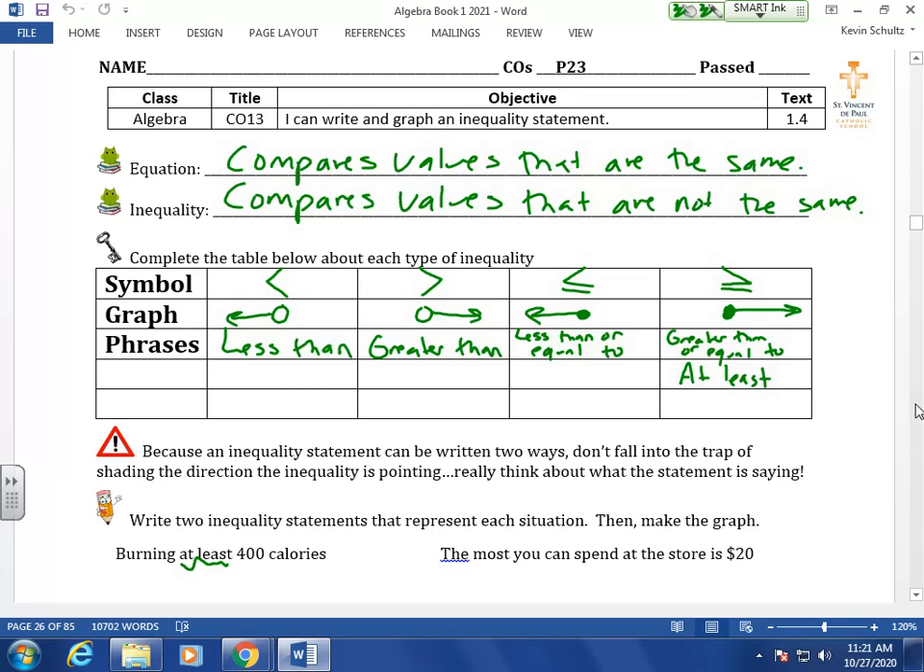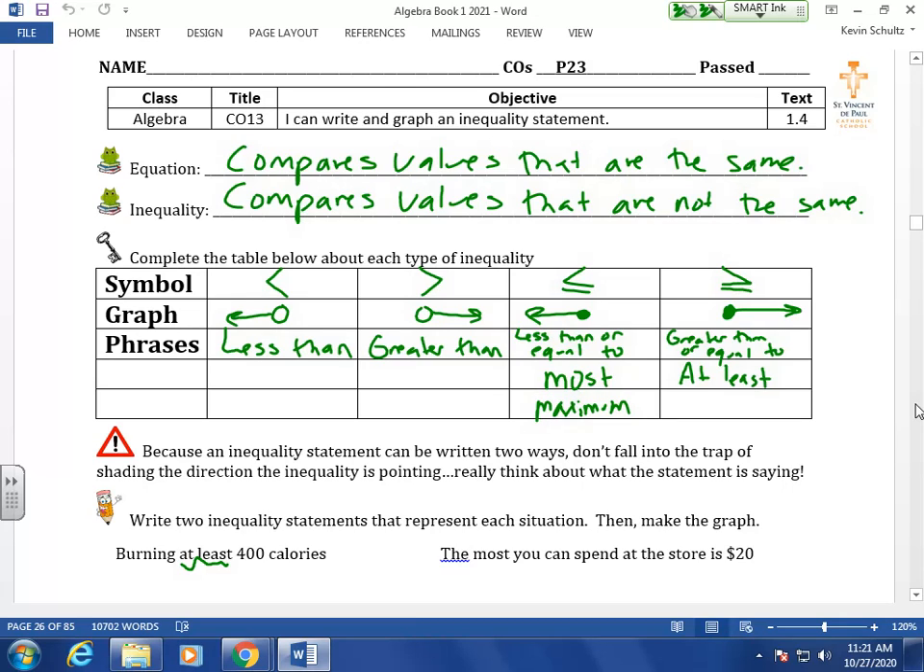What other phrases do you see on this page that would apply with each of the four symbols here? We're doing the same thing that we did with equations before in the four operations. What phrases would you translate to symbols? Gabby. Most is what? So for the second one, the most you can spend at the store is $20. You said less than or equal to? Okay, that would be correct. The most you can spend is 20. That means you can spend 20, but that's it. That's the maximum. Okay? Maximum is another phrase that would belong under less than or equal to, right?